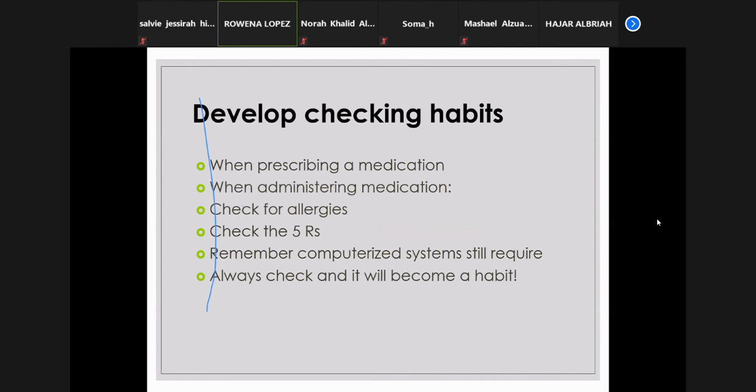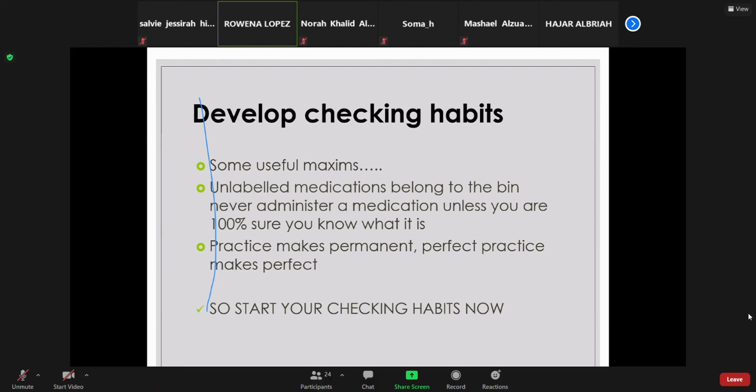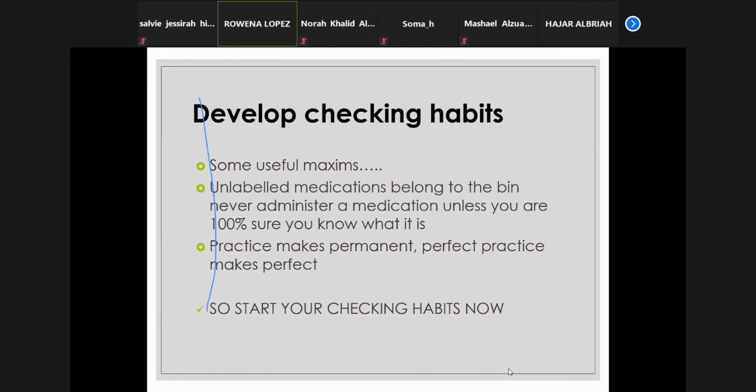This checking habit is always a problem with the nurses, okay? So we have to develop checking habits, and if you are not actually practicing checking habits, you have to practice checking now. So if you have unlabeled medications, you are not sure it belongs to the bin, okay? You throw it, never administer a medication unless you are 100% sure you know what it is. And practice makes permanent. Perfect practice makes perfect.